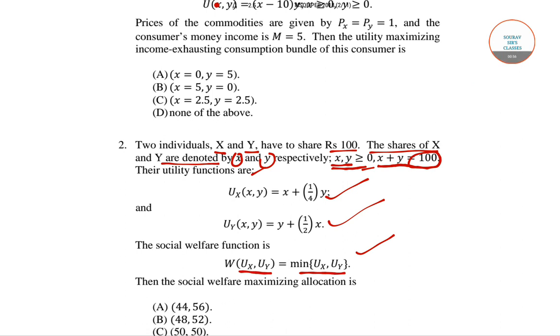So here what we have to do is we'll first write down the things which are given, that is utility of x is given by this, utility of y is given by this, and W equals to this. So these are the information which we have. Now we'll put the value of U_x and U_y from here. So the value of U_x is x plus 1 by 4y.